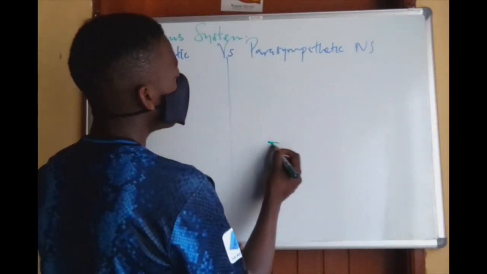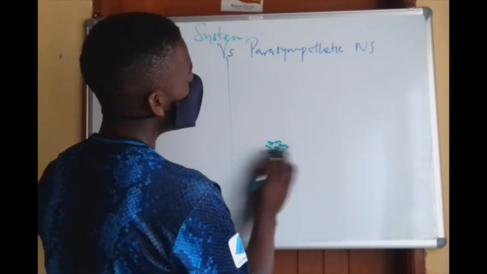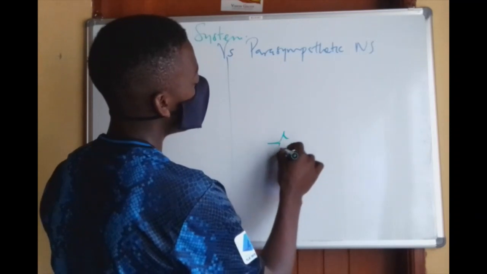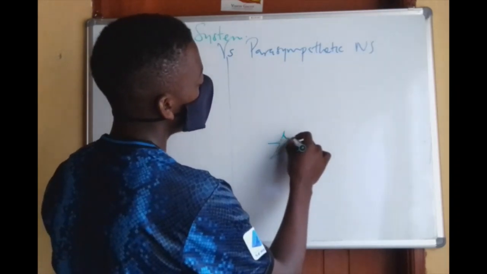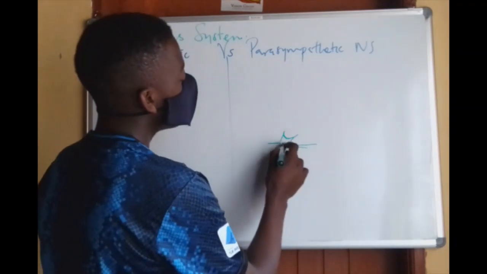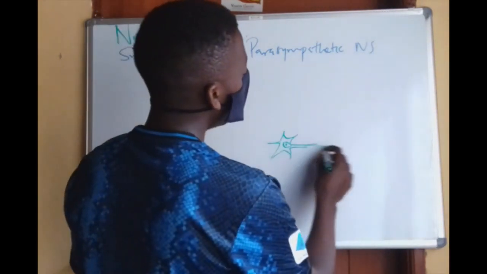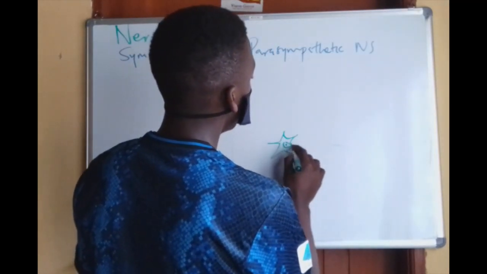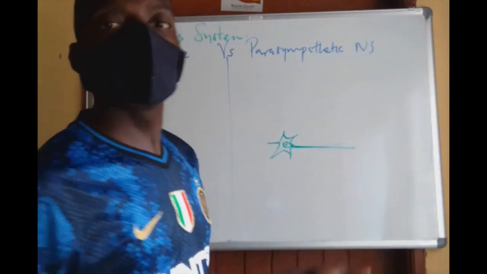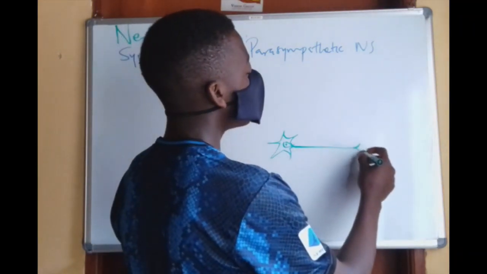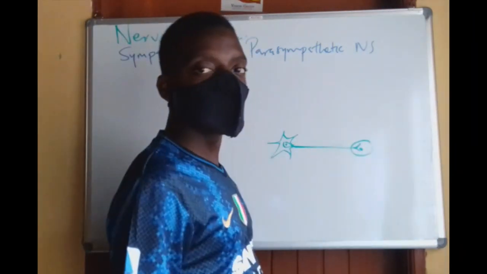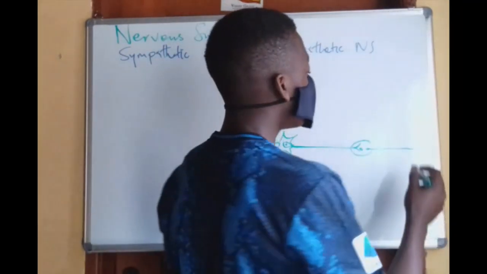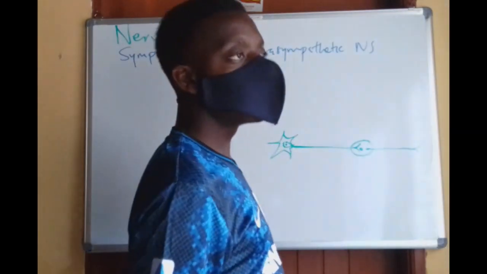You've seen it has a cell body somewhere. Let me call it my cell body. So this is the cell body. It is going, and let me use one line to be systematic, it is making a synapse at the ganglion. Then another neuron is leaving the ganglion and continuing to supply the visceral organs.